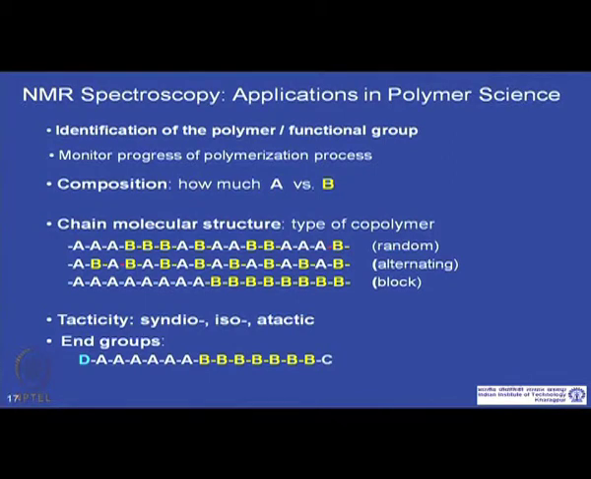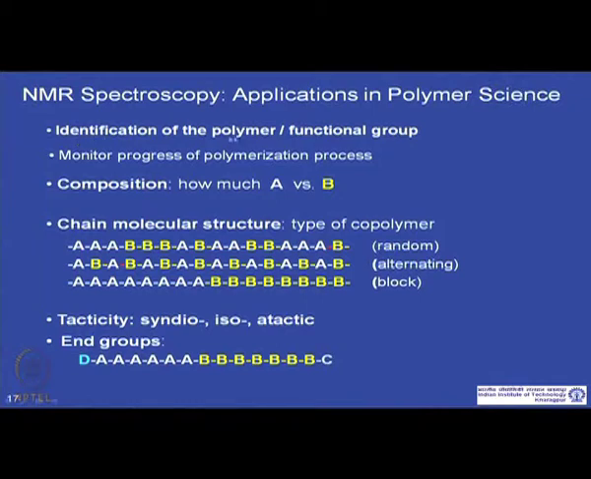Now, this is interesting in terms of how we apply NMR spectroscopy in polymer science. The discussion of the last few minutes about NMR spectroscopy is general, which is applied to organic chemistry or any other science, any other course, but this is specific to polymer science or polymer chemistry, where we apply NMR for identifying the chemical structure, composition and microstructure.